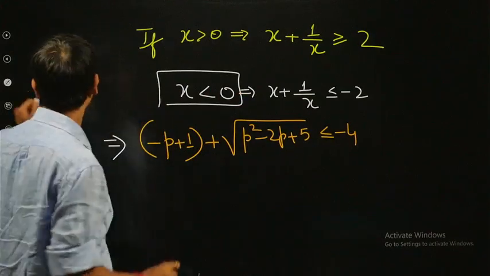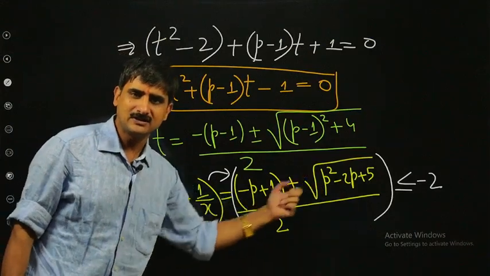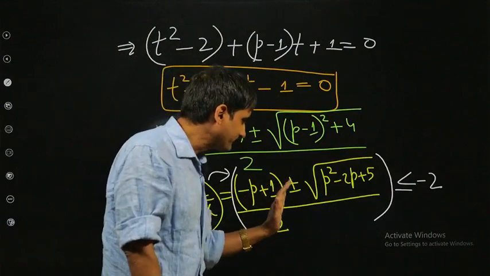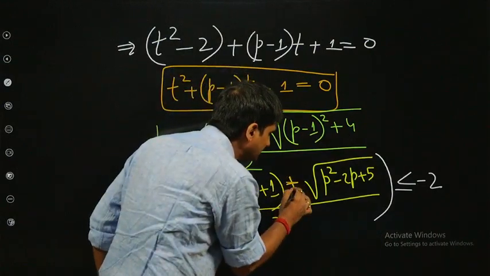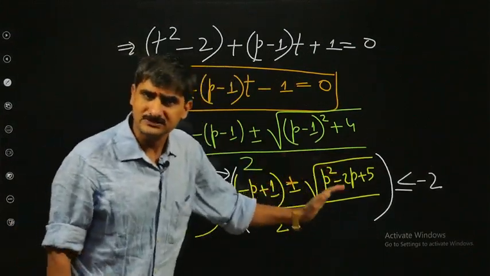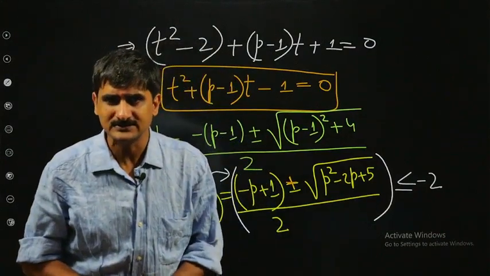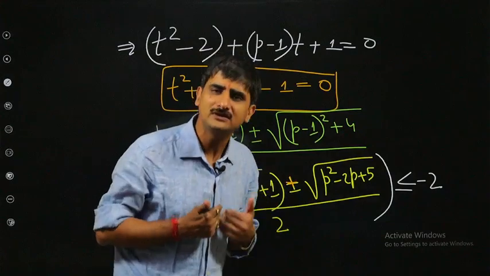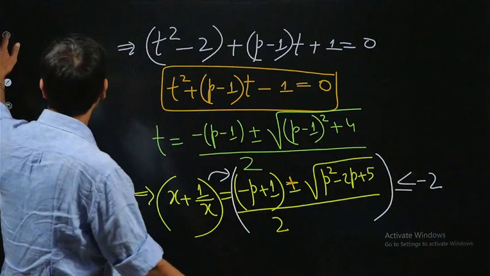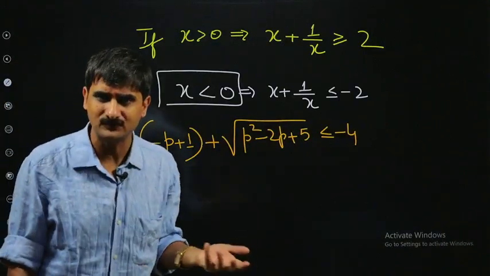Now what did I do? I'm claiming here, see, there are two possibilities, this plus that and this minus that. Now I am claiming that if, with positive sign, this expression in p is less than or equal to -2, then with negative sign it will definitely be less than or equal to -2. So if this happens, then of course we will have the answer, and both roots will be negative.